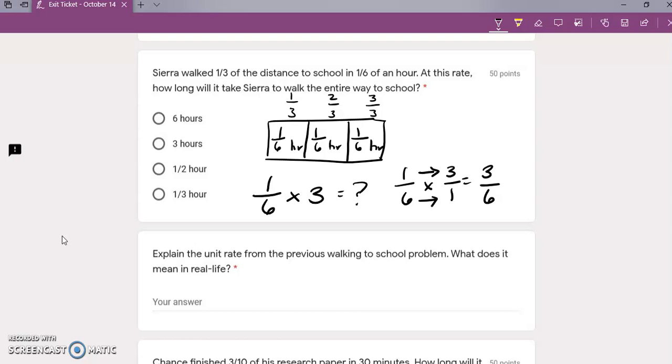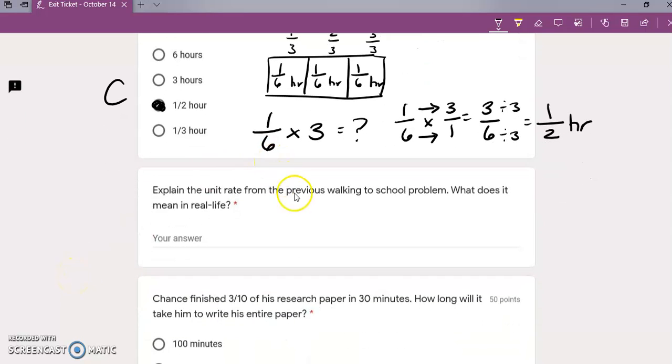But there's no 3/6 over here, so let me see if I can simplify. If I divide this by 3 and I divide this by 3, I get 1/2. So it would take her half an hour to walk all the way to school. So this would be my answer choice right here, letter C.